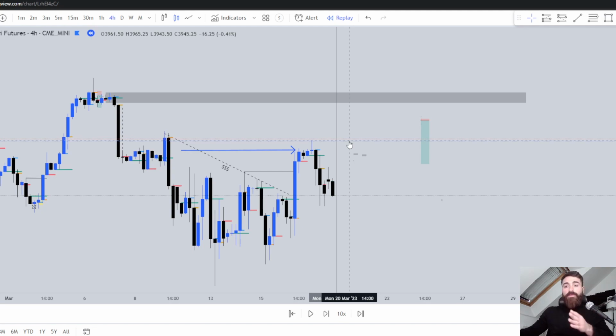These are the rules to identify the area of interest. We have to go deeper into that. The higher the time frame, the more probability of this area to be more powerful and to hold more and to see a reaction from it.